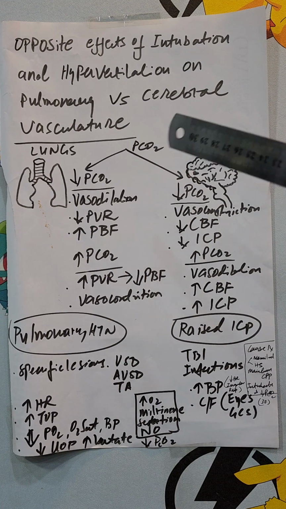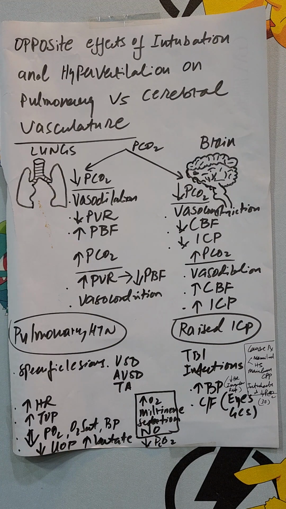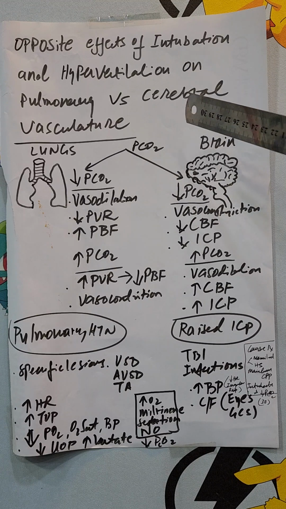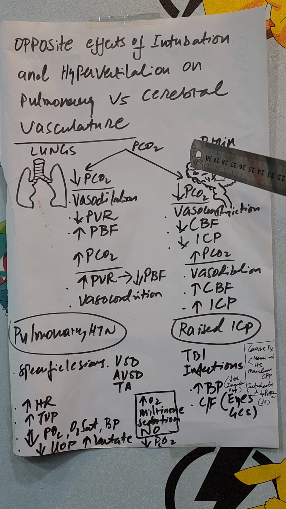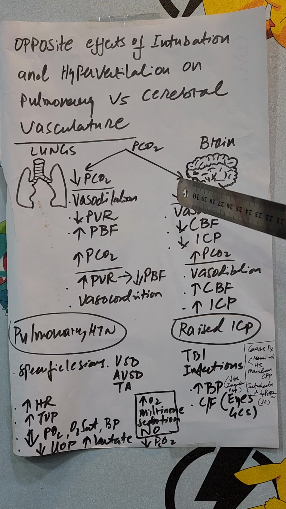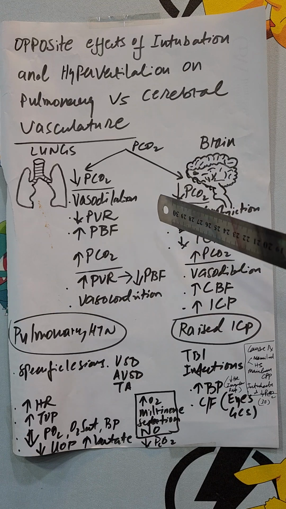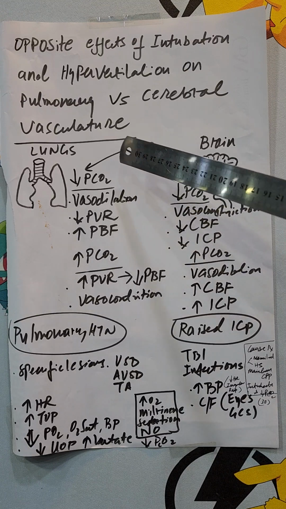Let's discuss the effects of intubation and hyperventilation on two vasculatures, pulmonary versus cerebral. Actually, it is a reverse. So if you hyperventilate and drop CO2, it has opposite actions at both organs. Let's take the lungs first.